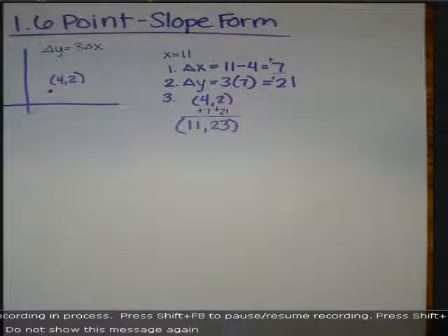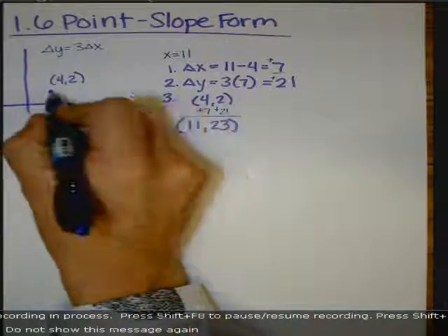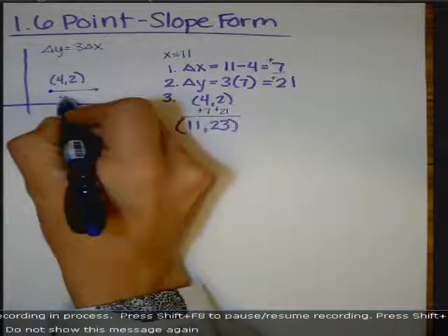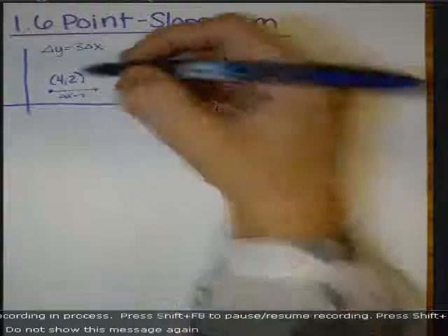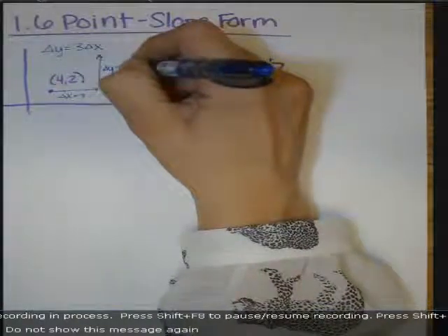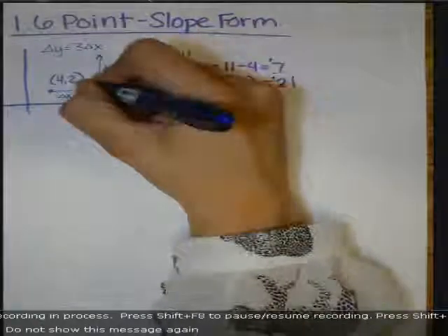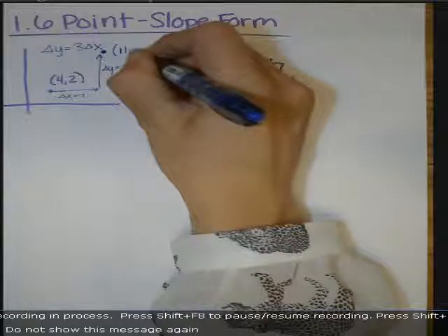You could show this point on the graph. So we've been talking a lot about showing the change in x. Here's my change in x. That went 4 plus 7 got me to 11. And then the change in y was 21. 2 plus 21 gets me to this new point at (11, 23).